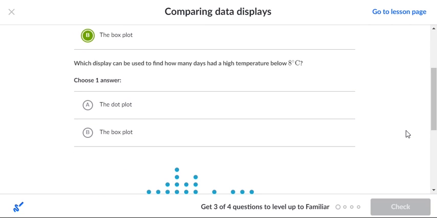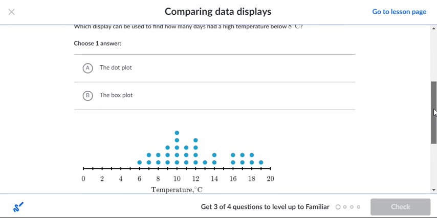Okay, which display can be used to find how many days had a high temperature below 8 degrees Celsius? Well, again, this would be better for us looking at the dot plot because it's on a number line, and seeing what the 8 is, we can count back and see how many dots appear below 8. So definitely the dot plot would be better.